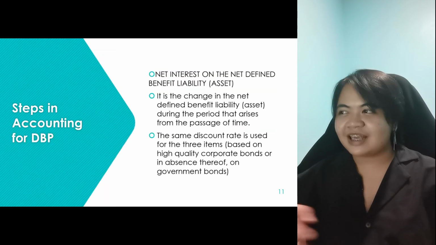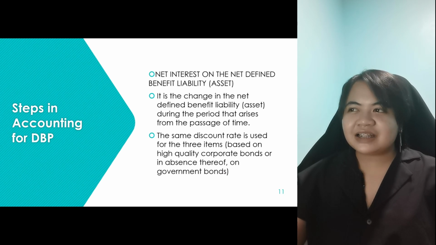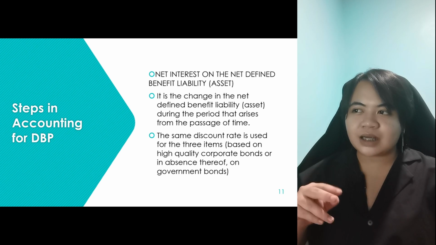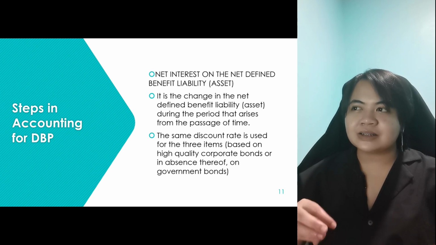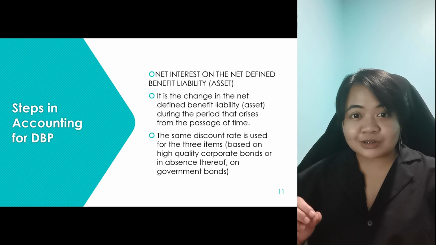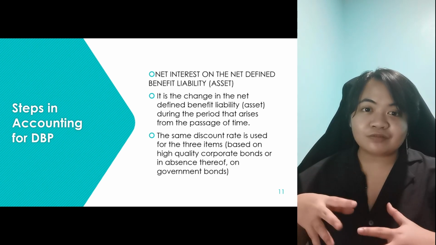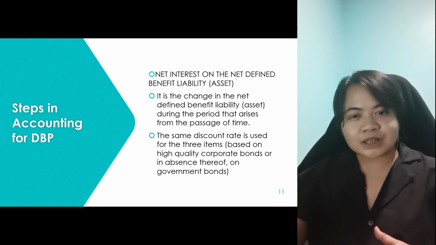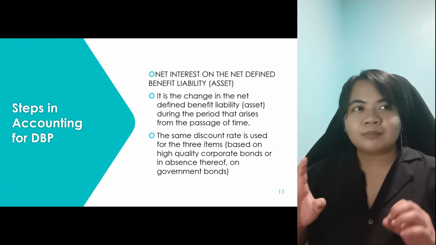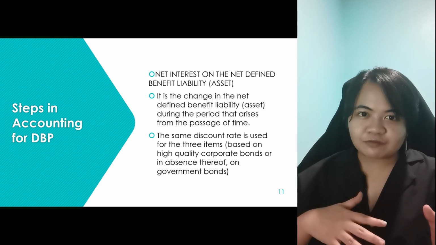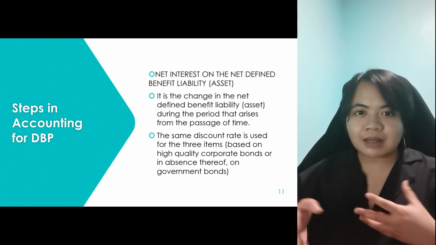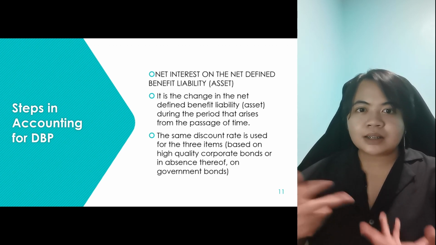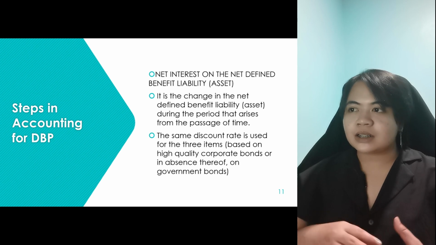Okay. Yun. Okay. Next, net interest on the net defined benefit liability or asset. This is the change in the net defined benefit liability or asset during the period that arises from the passage of time. So ito nga kasi discount rate yung involved, di ba? So tinitingnan mo yung time value of money both for the present value of the DBO and for the fair value of the plan assets. Kaya binabangga mo sa kanila yung discount rates to get the interest cost, interest income, and the interest on the effect of asset ceiling. So, yun.